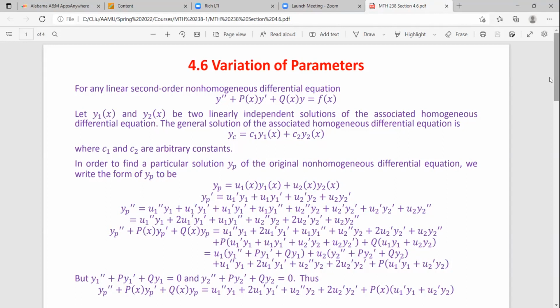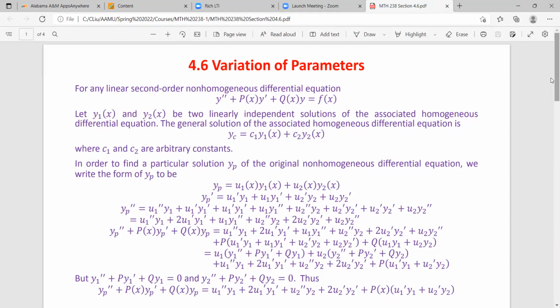Then the general solution of this associated homogeneous differential equation will be C1 y1 plus C2 y2, where C1 and C2 are arbitrary constants. In other words, the general solution of the associated homogeneous differential equation is the linear combination of two linearly independent solutions of the homogeneous equation.